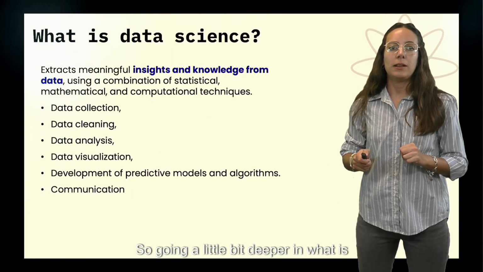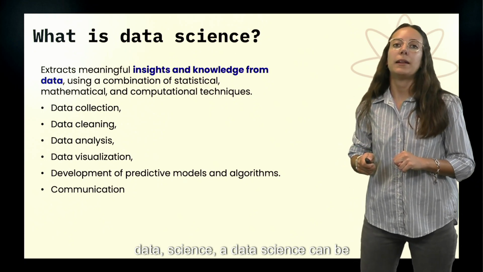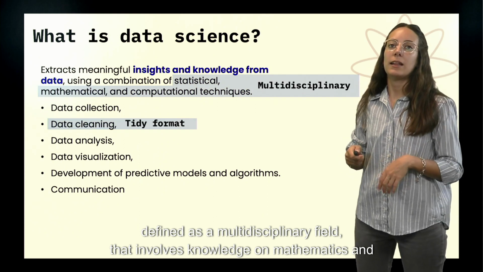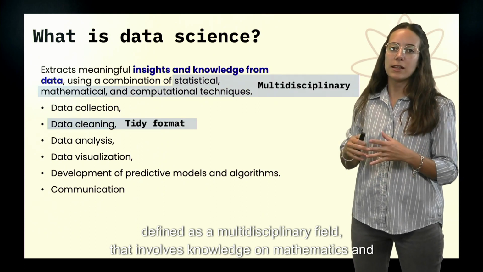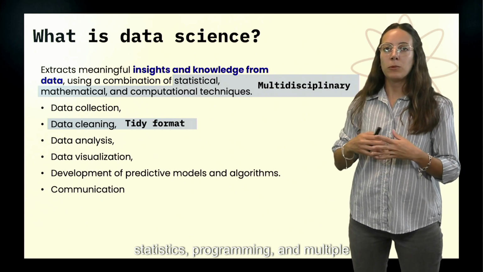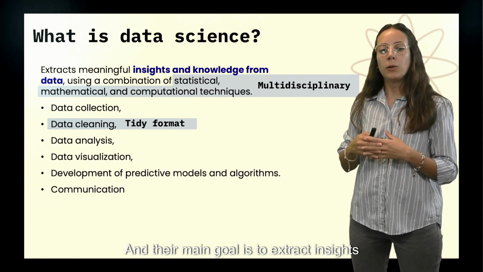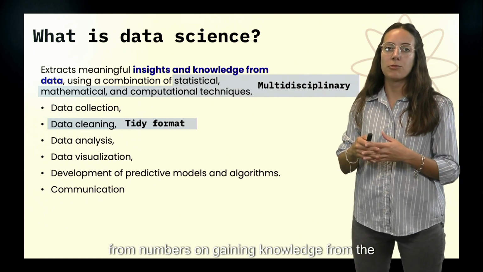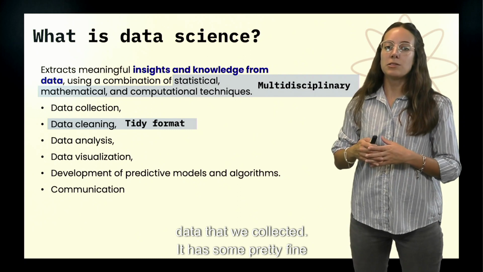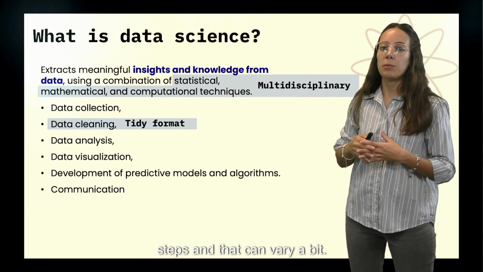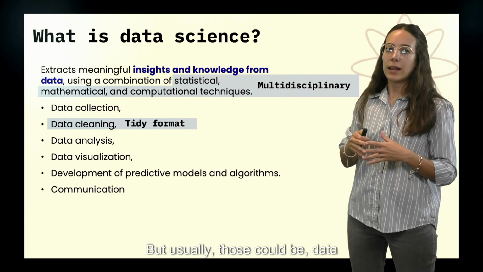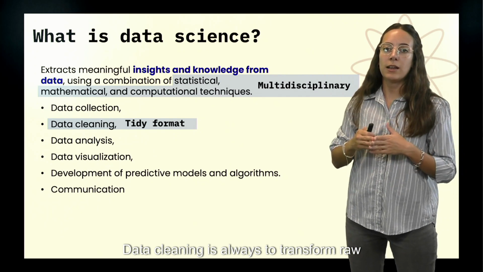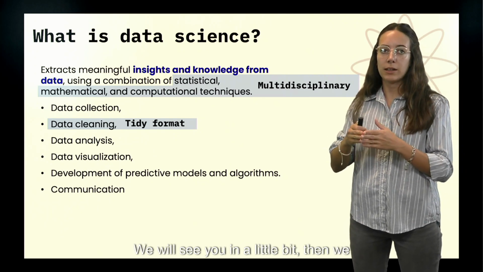So going a little bit deeper in what is data science. Data science can be defined as a multidisciplinary field that involves knowledge on mathematics, statistics, programming, and multiple techniques. And the main goal is to extract insights from numbers or gain knowledge from that data that we collected. It has some predefined steps that can vary a bit, but usually those could be data collection, data cleaning. Data cleaning is always to transform raw data into a tidy format that we will see in a little bit.